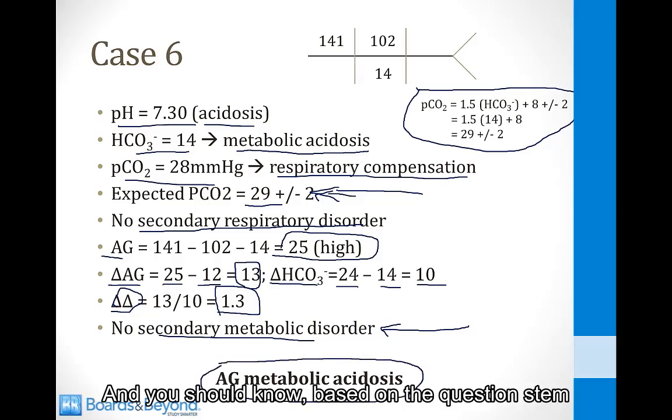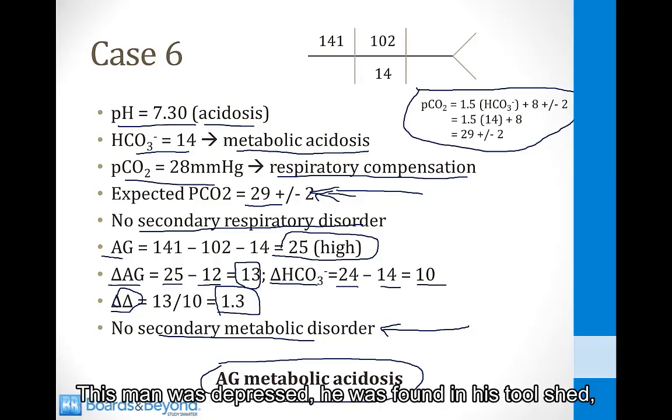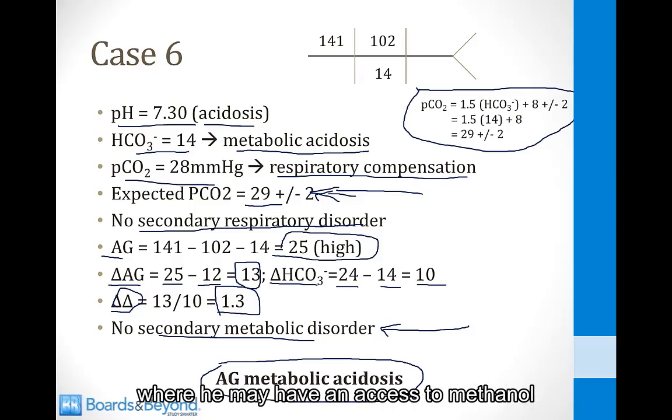And you should know, based on the question stem, that this is most likely due to methanol intoxication. This man was depressed. He was found in his tool shed where he may have had access to methanol and may have had a suicide attempt. He also reported vision problems. So when you see vision problems associated with an anion gap metabolic acidosis, you should think of methanol intoxication.